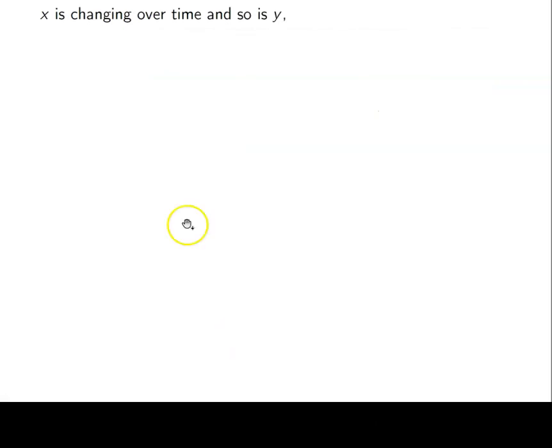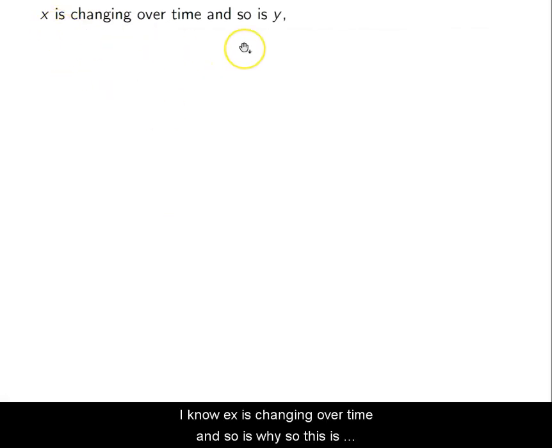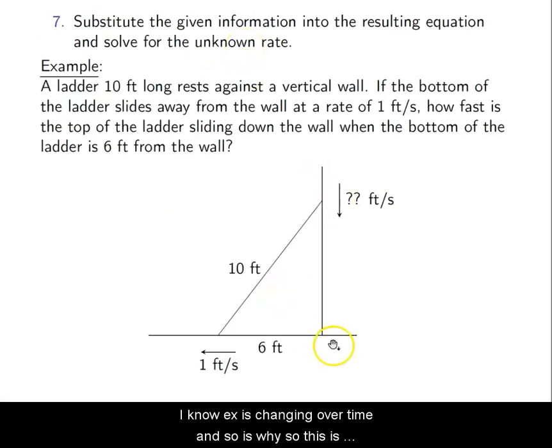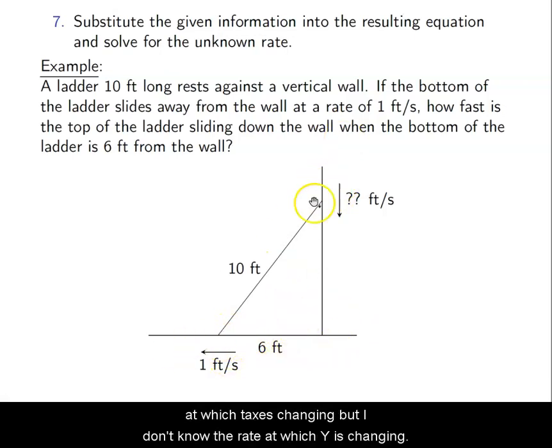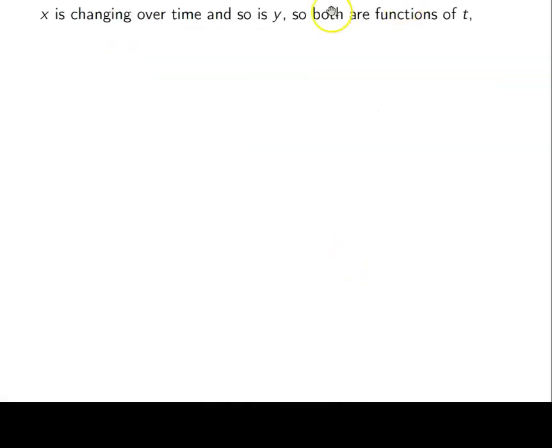So here I go. I know x is changing over time, and so is y. So this is x, right? The distance away from the wall, left and right movement. This is y, up and down movement. So I know the rate at which x is changing, but I don't know the rate at which y is changing, right? Both of these are a function of time, okay?